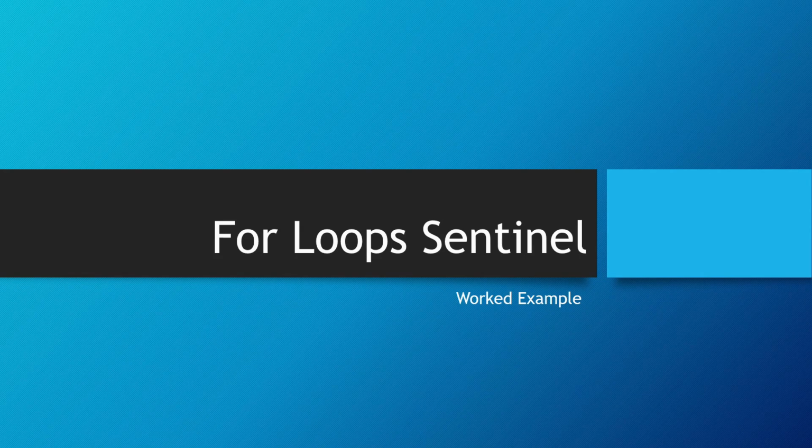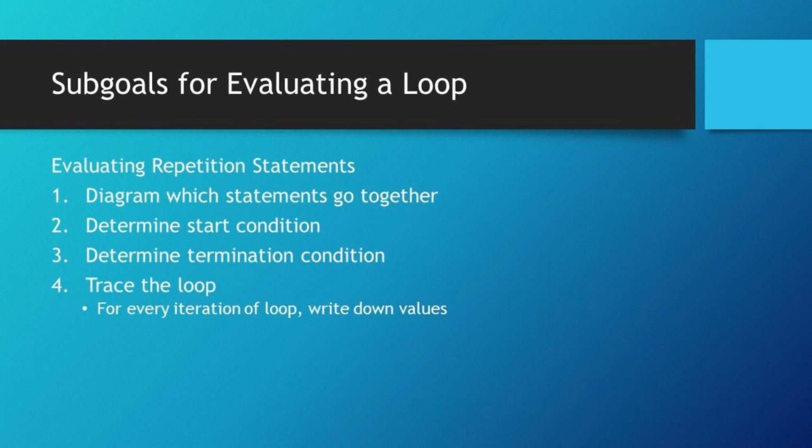In this example, we will be looking at a for loop with a sentinel value. The subgoals for evaluating a loop are: 1. Diagram which statements go together. 2. Determine the start condition. 3. Determine the termination condition. 4. Trace the loop. For every iteration of the loop, write down the values.